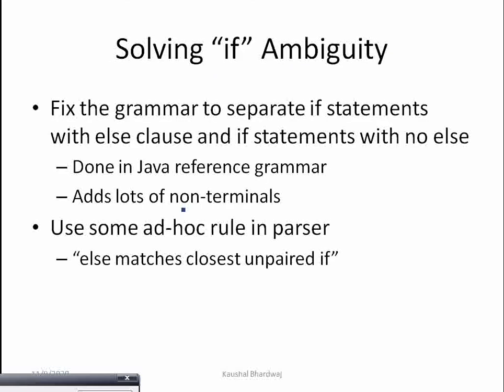There is something called the if ambiguity, where there is an if condition. If you remember, a statement derives if condition and a statement, or another option, if condition a statement else a statement. There is some ambiguity there, which can be solved by using different symbols for these two different productions, where you keep the if statement with no else separately, and with the else clause separately. These are the things which are done in these reference grammars.